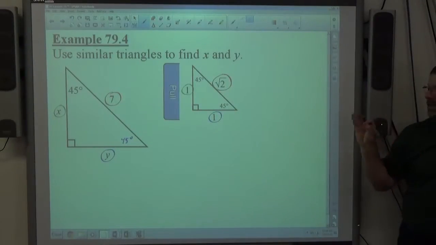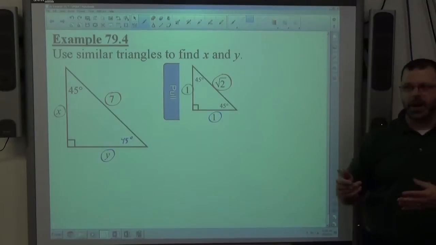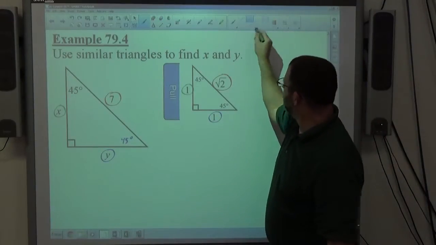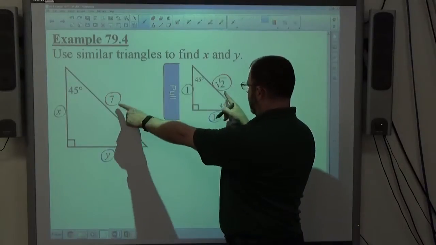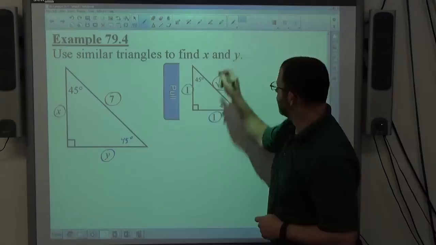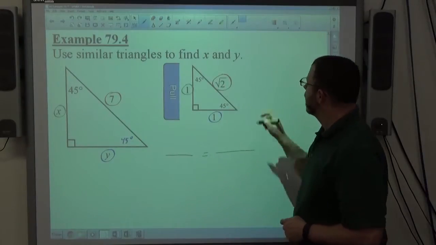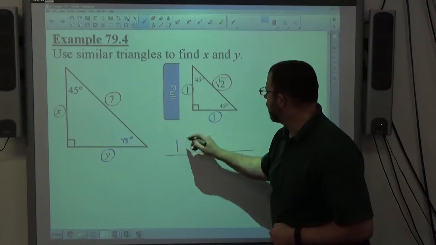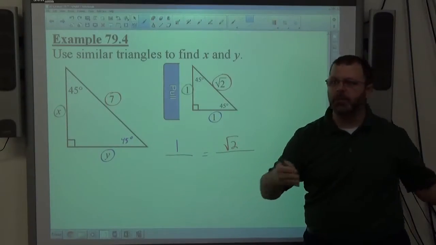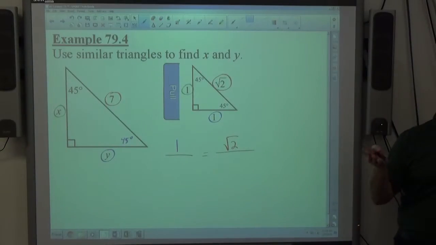Now, can everybody see very clearly that x and y would be equal to each other here? So I don't have to find both x and y. If I find one, I can just put x equals y equals the answer, right? So if I just focus, let's say, on the blue and the red, y and 7 matching up to 1 and the square root of 2. And I make a basic proportion out of this. I'm going to put 1 on top. I'm going to put the square root of 2 on top. I could have just as easily put 1 on bottom and square root of 2 on bottom. It doesn't matter where you put them as long as they're in the same place.